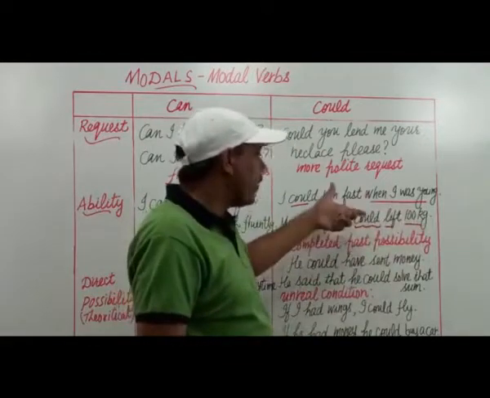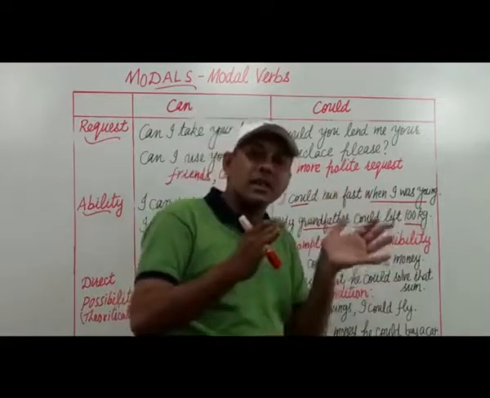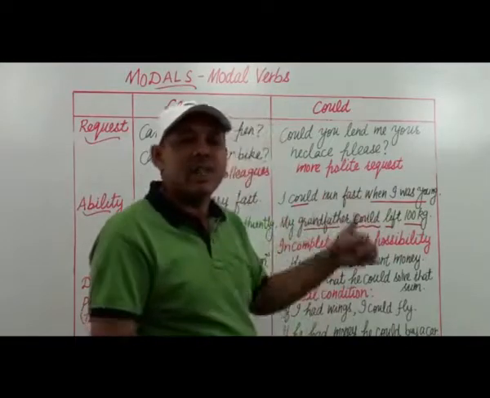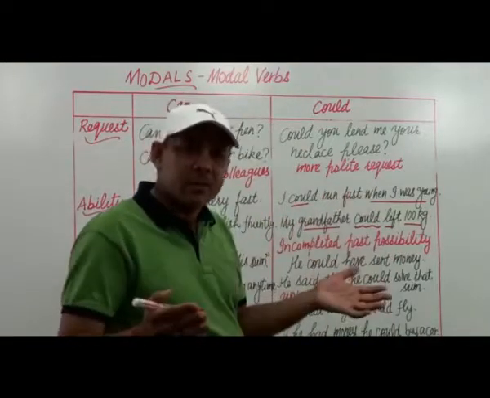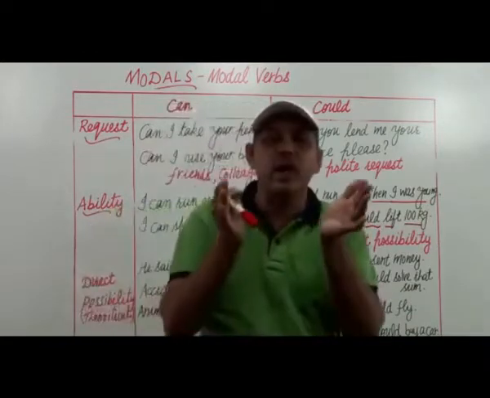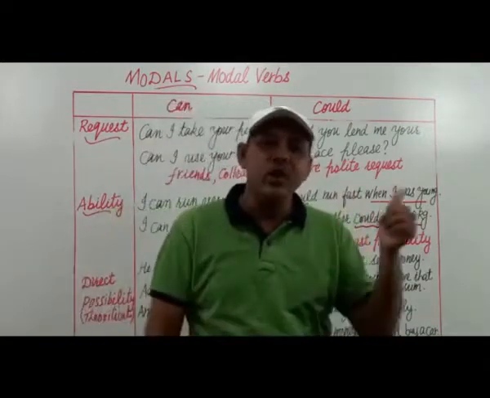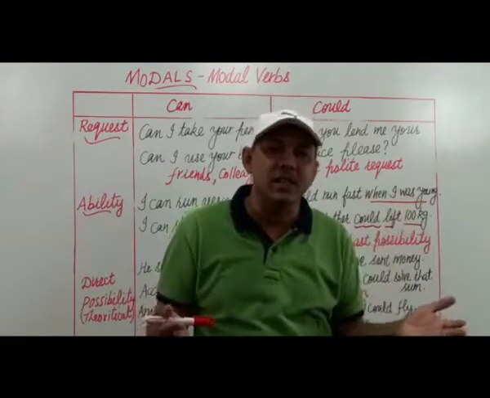In this way, when we have to express the ability of the past of someone, then we use could in place of can. Very simple difference. Can is used for a present ability and could is used for past ability.